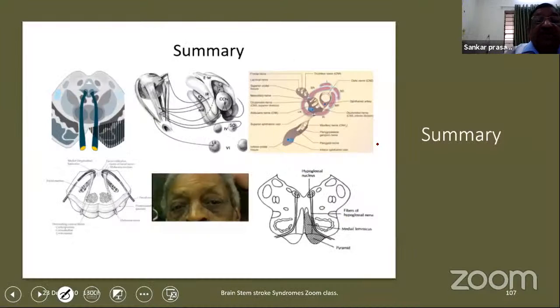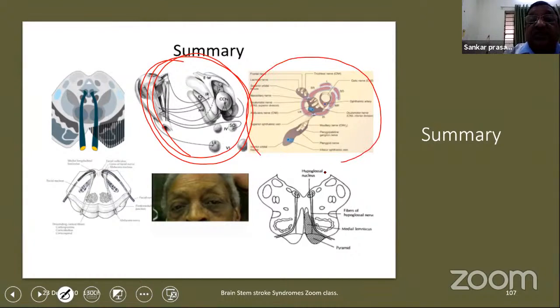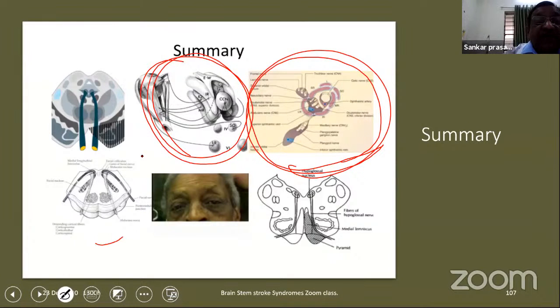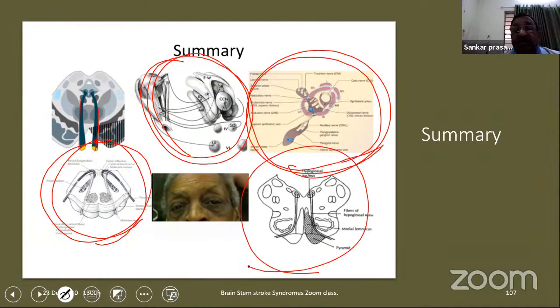So in the summary, we have seen a great deal about the third nerve nuclear complex. We also learned about the superior orbital fissure, inferior orbital fissure and the orbital apex. We learned about the abducens nerve and the genu of the facial nerve, and we learned a lot about Weber syndrome, and of course the tongue. So that finishes the class on brainstem.